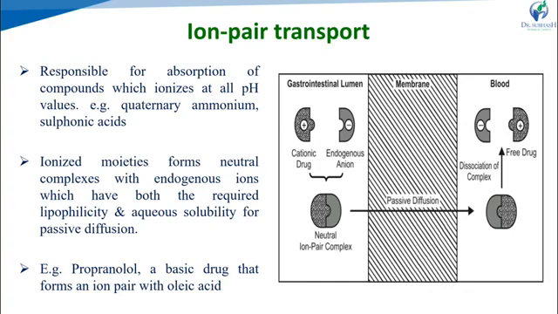In the figure we can see cationic drugs bind with endogenous anions and form the ion pair complex, which is neutral. So it crosses by passive diffusion, reaches the blood, and dissociates, releasing the free cationic drug.